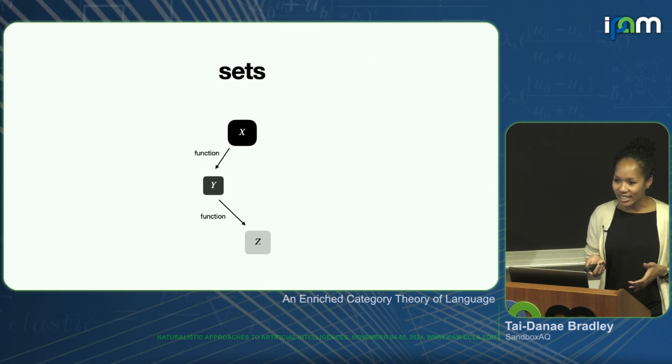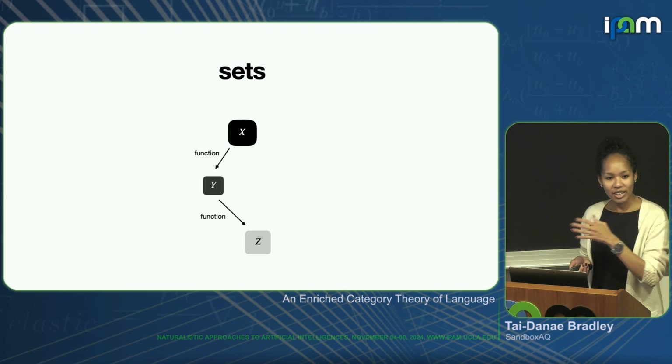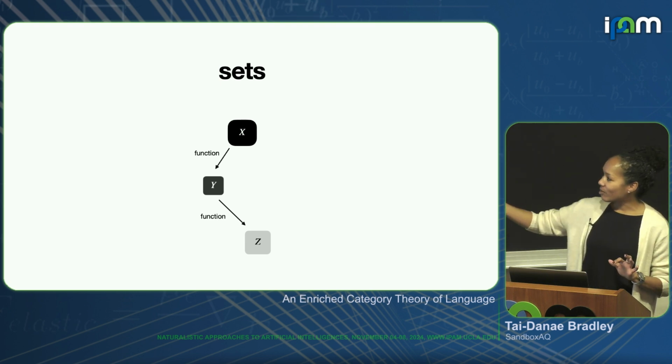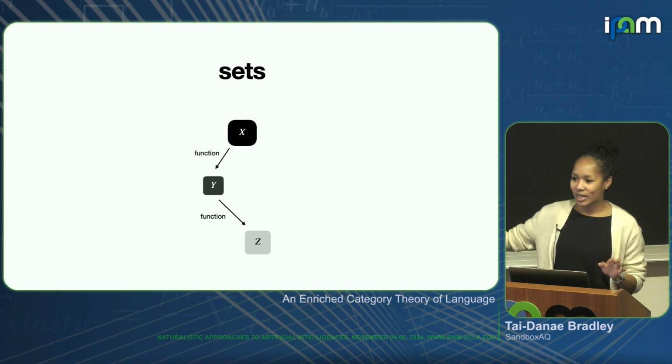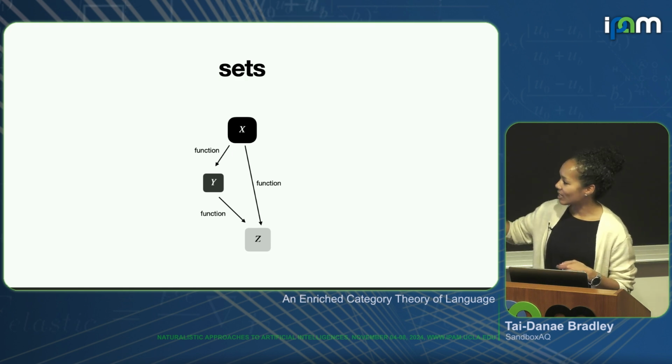These things could be sets, and a relationship between sets is just a way to get from one to another, a function. Now I'm going to make a very elementary but helpful observation, and that is if I have two functions where the source of one matches the target of the other, then I can compose them to get a third function, in this case from x to z.